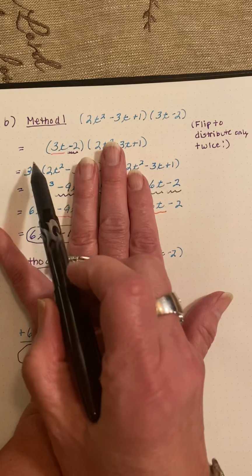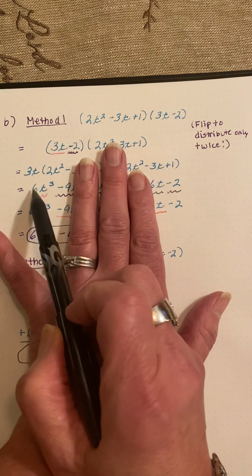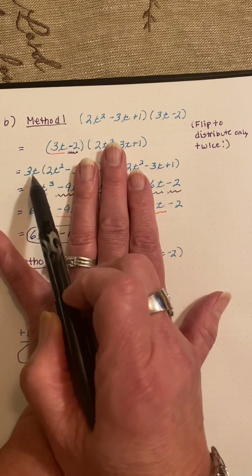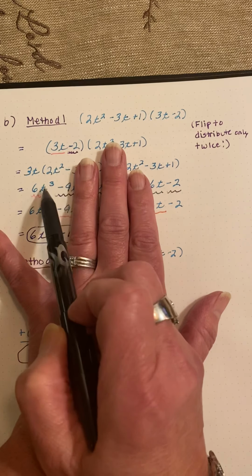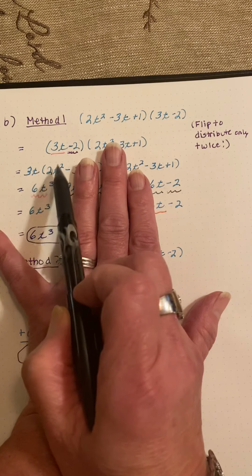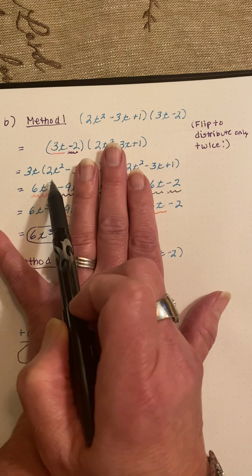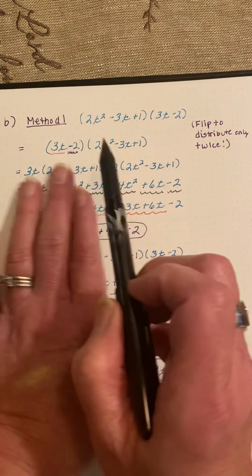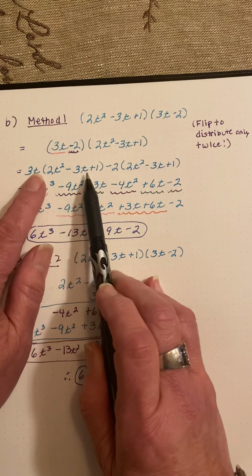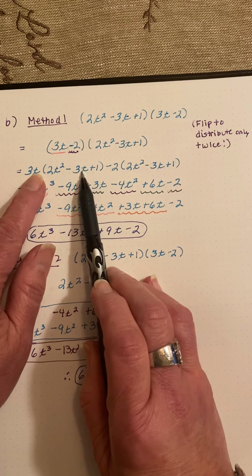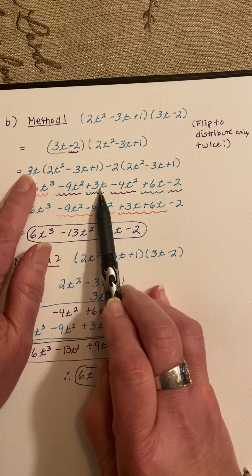So here I go. 3t times 2t squared. 3 times 2 is 6. Now remember the laws of multiplication of exponents. t times t squared is t to the third because you just add your exponents. This is 1, that's 2, you end up with 3. Then you take 3t times the negative 3t. So 3 times negative 3 is negative 9, and that's t squared because there's 2 of them. Plus 3t times 1 is 3t.